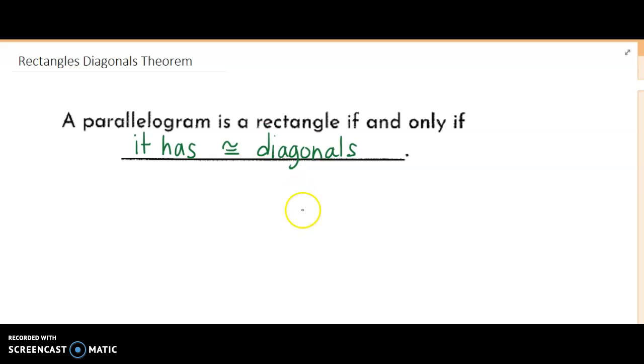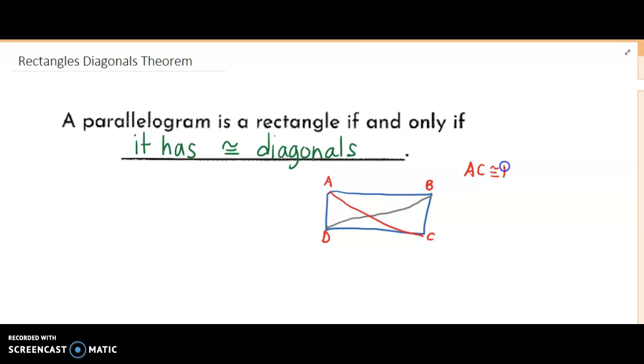Okay, so if I have this rectangle here, pardon my drawing. If I have this diagonal and I have this diagonal, A, B, C, D. If this is a rectangle, then AC is congruent to BD, okay? If it's not a rectangle, then these are not congruent.